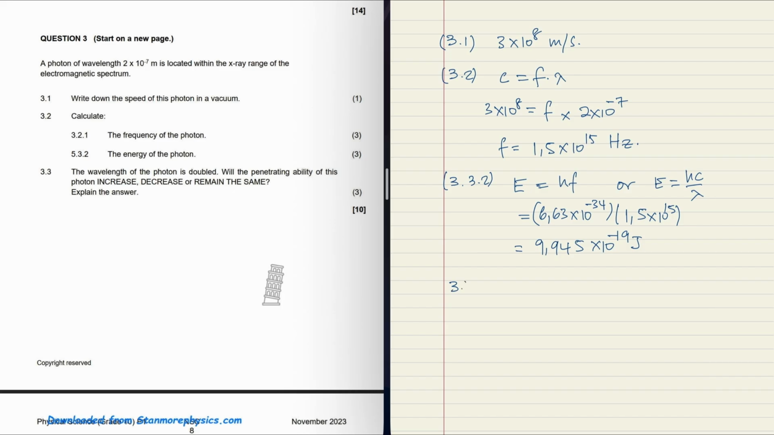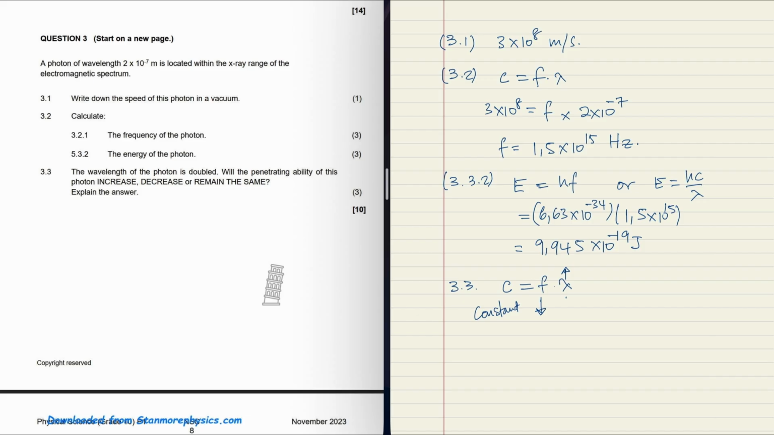Question 3.3. The wavelength of the photon is doubled. Will the penetrating ability of this photon increase, decrease, or remain the same? Explain the answer. So if we use the formula C is equal to F times lambda, we can see that if the wavelength decreases, let's use increase to match the question. If the wavelength increases, the frequency must decrease because C is a constant.